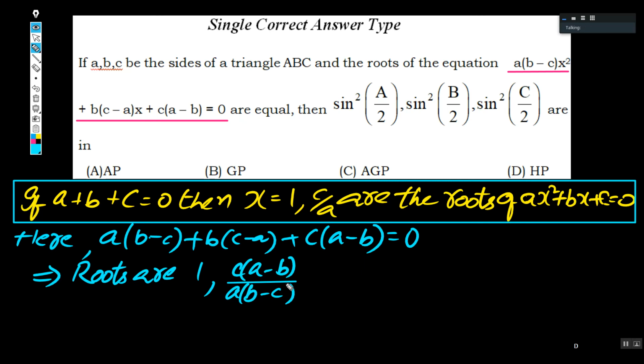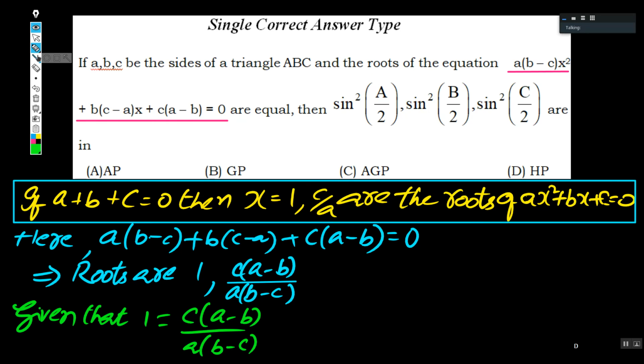And given that the roots are equal, 1 is equal to c into a minus b divided by a into b minus c. That's it.